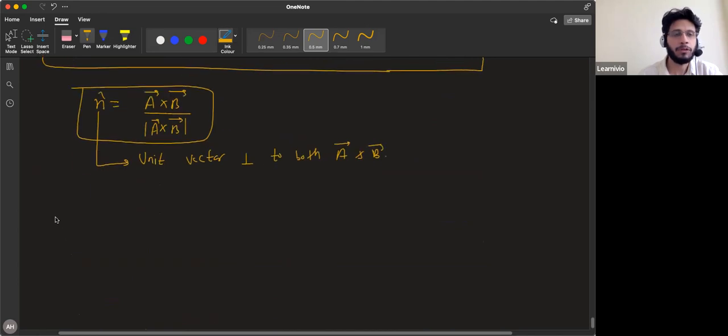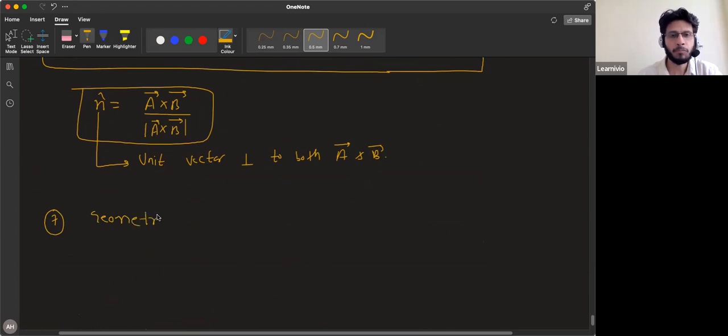And the last property of cross product is the geometrical meaning of cross product.